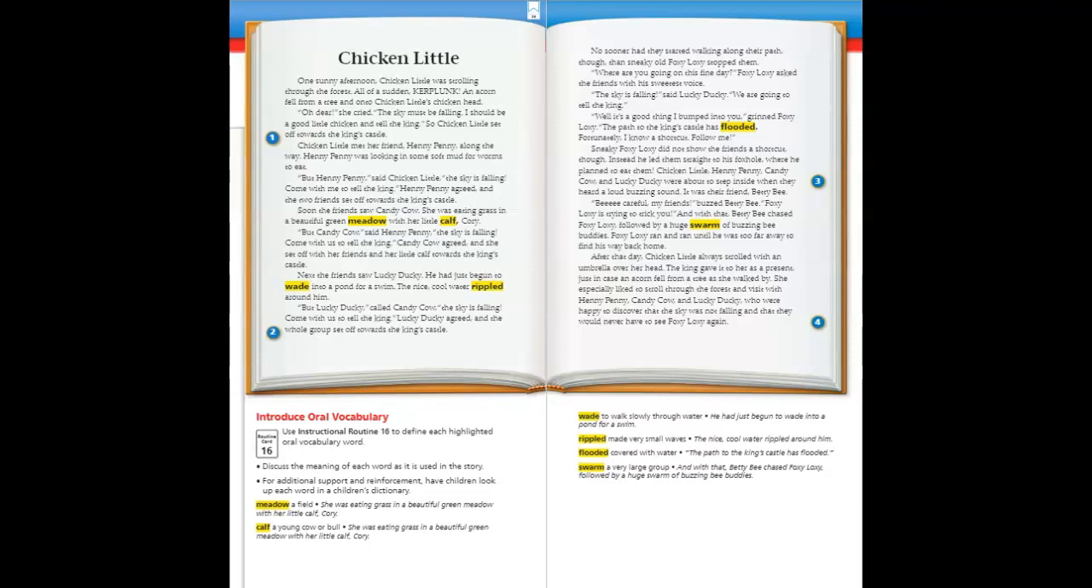In our story, we saw 6 new vocabulary words. These were the words that were highlighted in the bright yellow. Let's look at the definition of these words and look back and see how they were used in our story. The first word we saw was the word meadow. A meadow is a field. In our story, the word meadow was used when it says, "She was eating in a beautiful green meadow with her little calf, Cory."